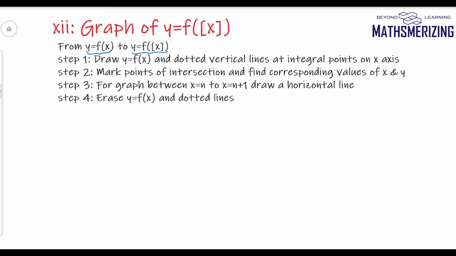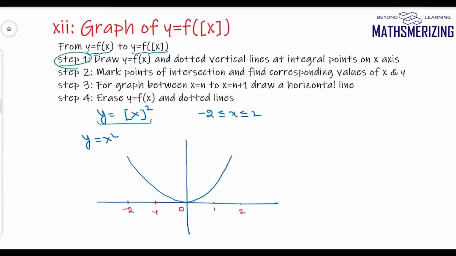So what I'll do is draw the graph of f(x) and then draw vertical lines at integral points on x. So say for example, suppose I have to draw the graph of y equals greatest integer function of x, whole square, and suppose I have to draw this graph between minus 2 and plus 2. So my basic graph will be y equals x square, and I'll draw this graph. So in order to draw the graph of y equals greatest integer function of x square, my first step is to draw the graph of f(x) and then draw vertical lines at integral points on the x-axis. So I'll draw vertical lines at minus 2, minus 1, 0, 1 and 2.